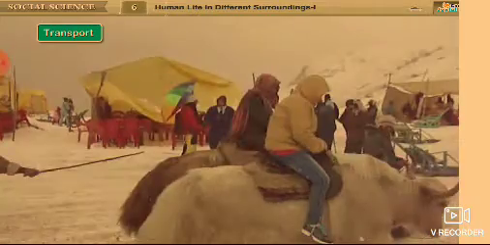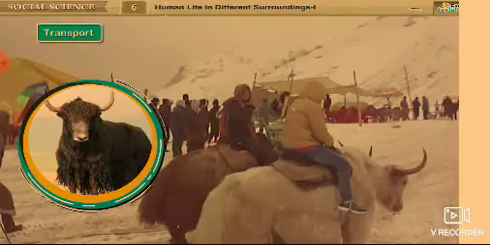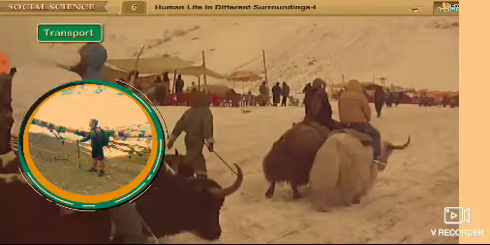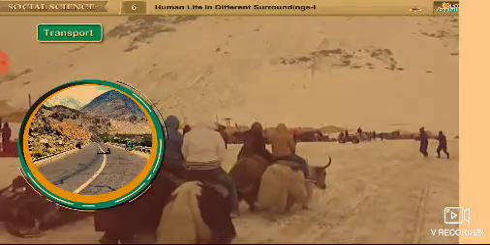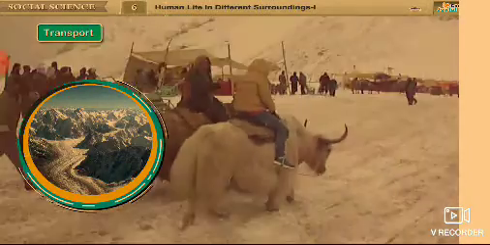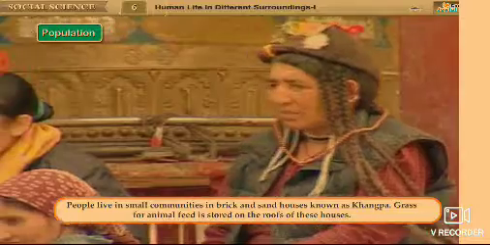Transport. Transport is done by traveling on yak, mountain and snow vehicles and on foot. Many passes like the Karakoram Pass enable trade on both sides of the mountain range. For example, Kashmir and Karakoram.